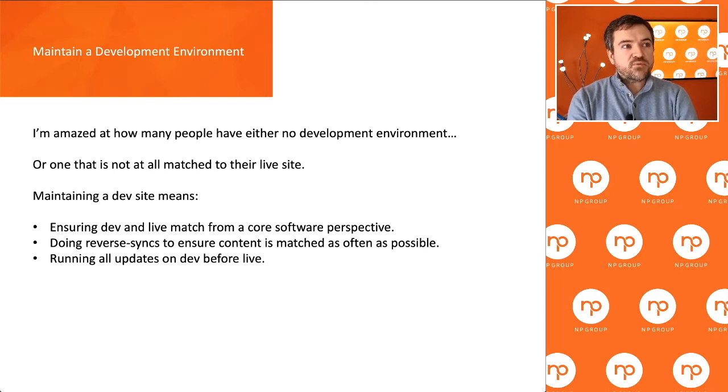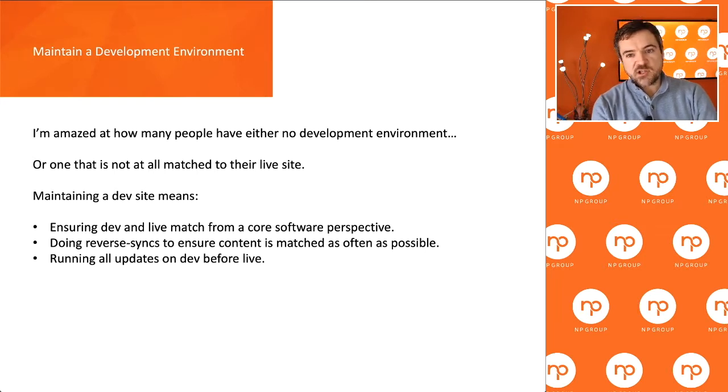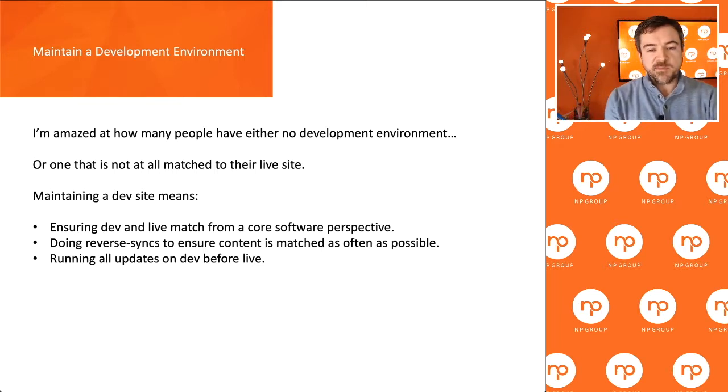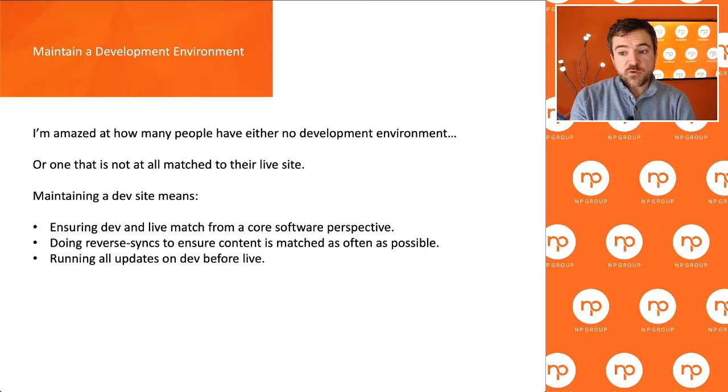Running it properly means that it needs to be matched up to what the live site is currently doing. So I like to ensure that they match up as much as possible, especially from a core software perspective. So make sure that you're running the same versions of the plugins on live and on dev. I like to do reverse syncs. I like to move content from the live site back to the dev site. I think it's just good practice to do that as often as you can. And when you have a dev site, that is where you should be running updates, which we're going to talk about in a second. So first thing is make sure you have this environment set up.